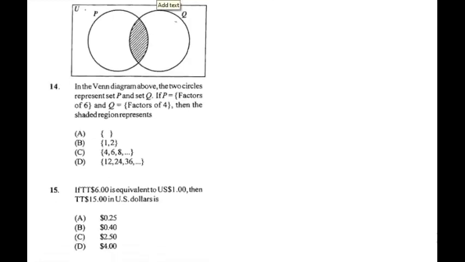Number 14. In the Venn diagram above, the two circles represent sets P and Q. If P equals factors of 6 and Q factors of 4, then the shaded region represents, so the shaded region is the intersection. So we're looking for the intersection. Just look for the factors of 6 and the factors of 4, and you see that the numbers that are common in both sets are 1 and 2. And this was also worked in the 2013 and 2005 papers.